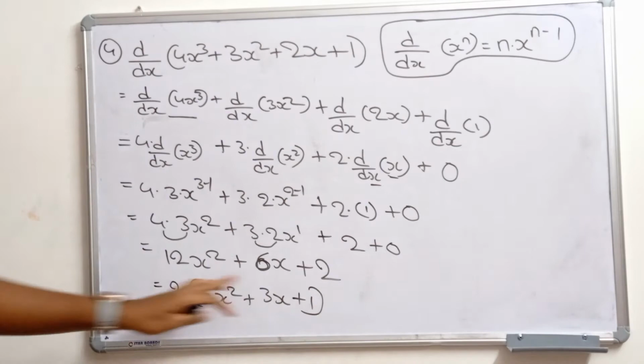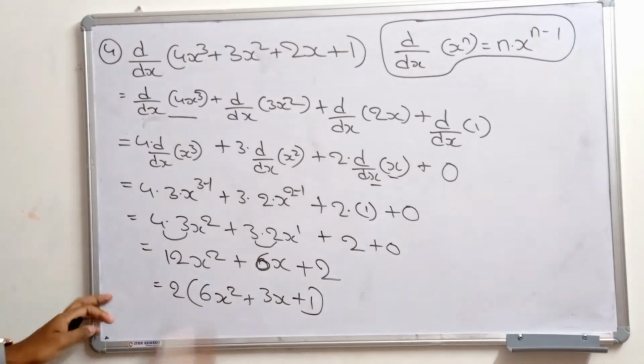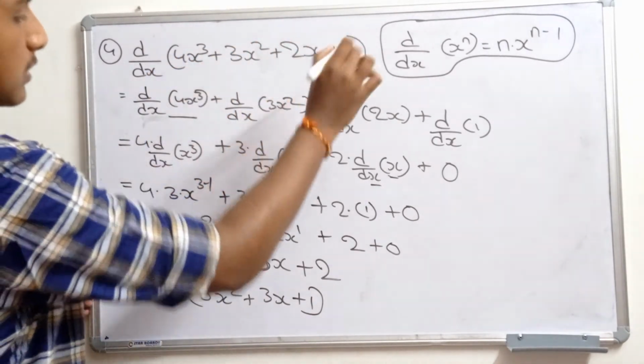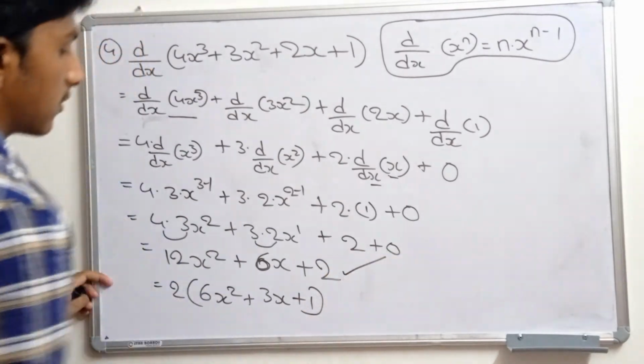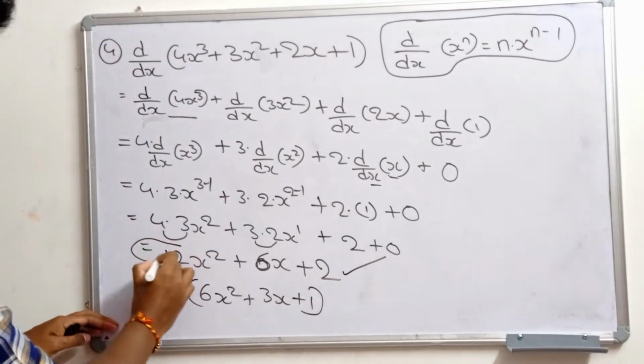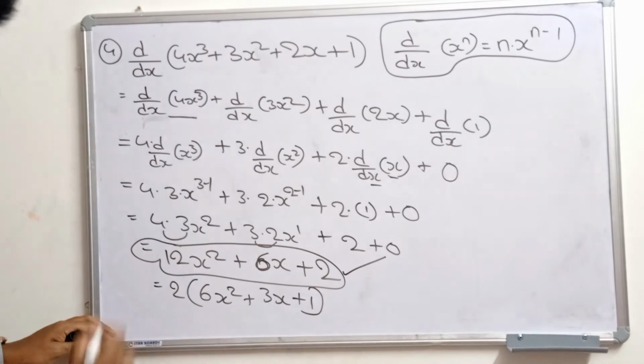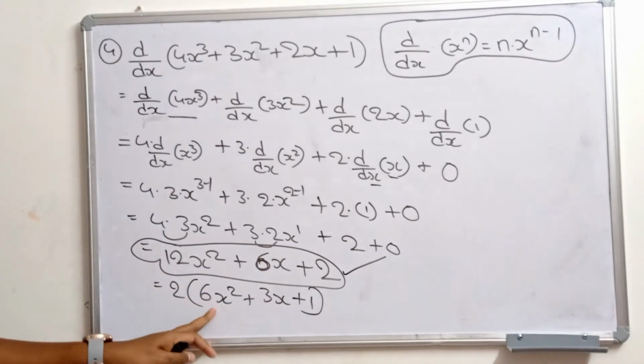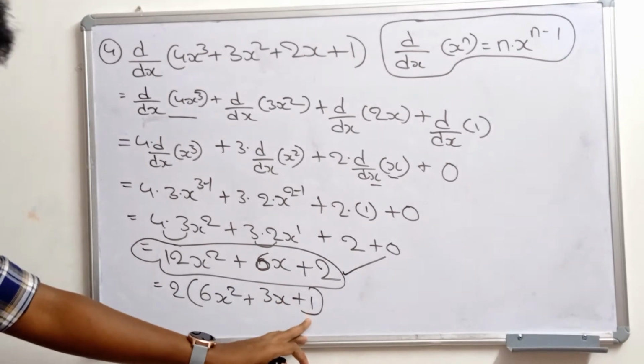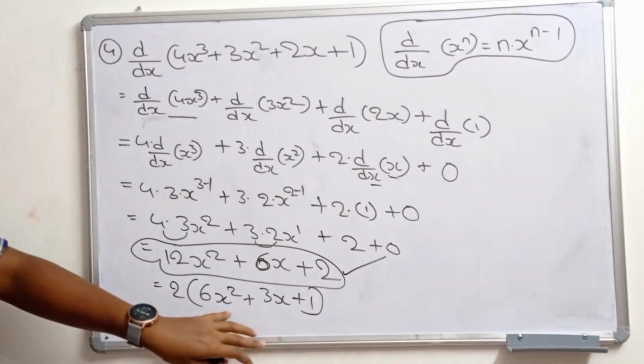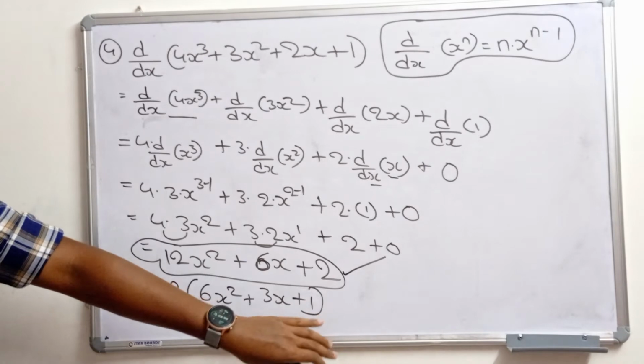When you differentiate 4x cube plus 3x square plus 2x plus 1, you will get this term, guys. This is the final answer, but I have just taken 2 as a common term from this. So you will get 2 into 6x square plus 3x plus 1. Guys, is it clear? 6x square plus 3x plus 1.